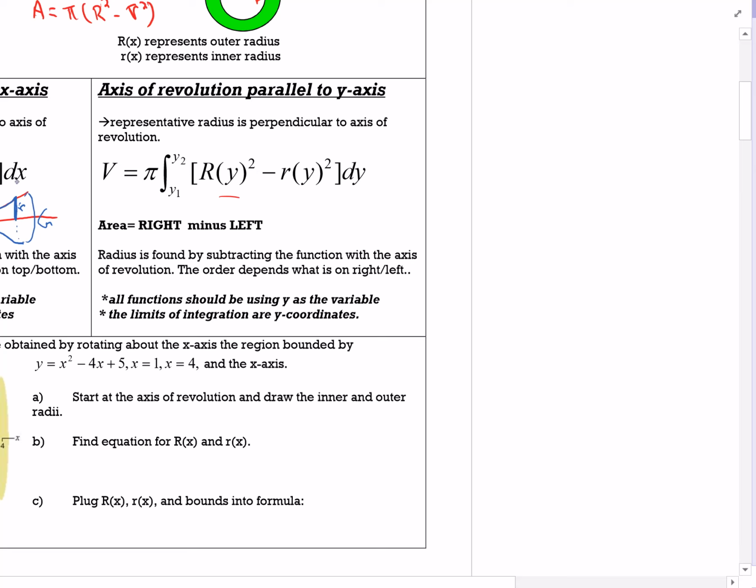And so I would then try to find what's the area of that circle there, which is just pi r squared, where r in this case is the function. And then I would integrate that radius over the given interval, wherever you're going from there to there, and that would end up telling me the volume.